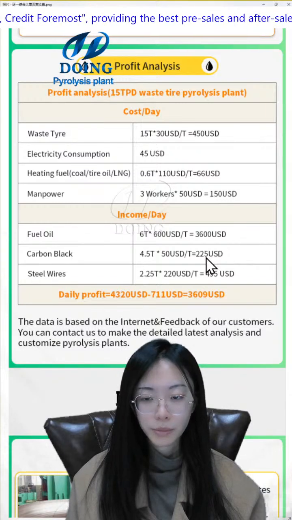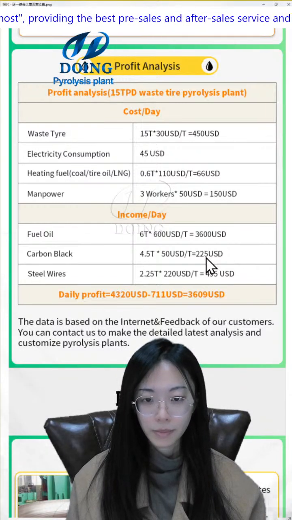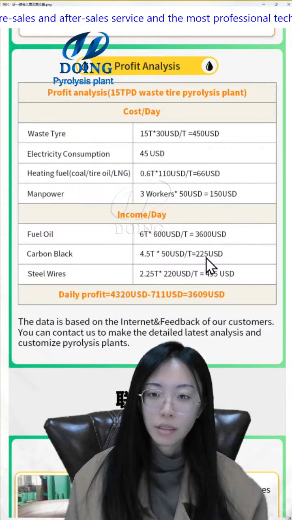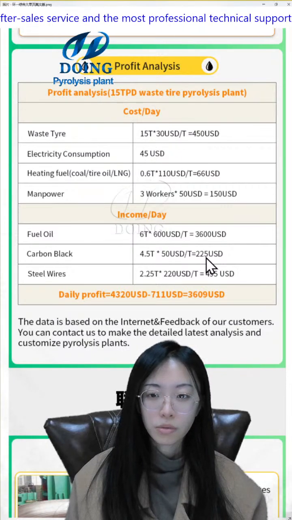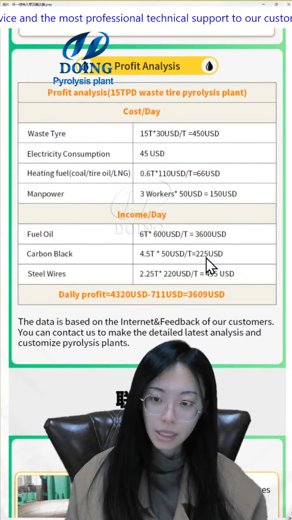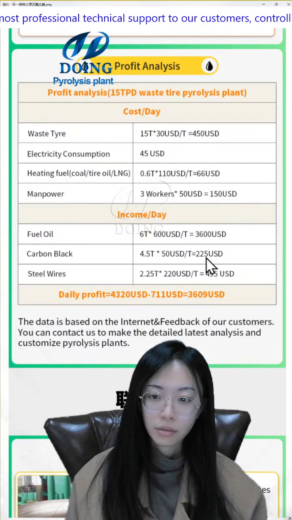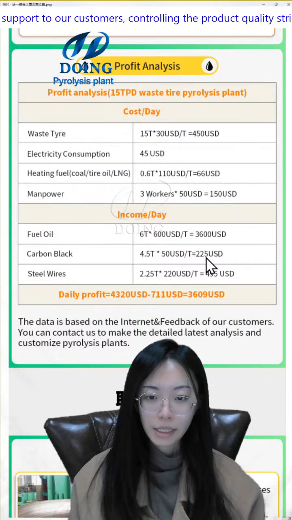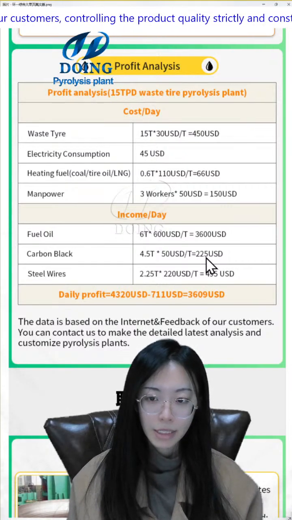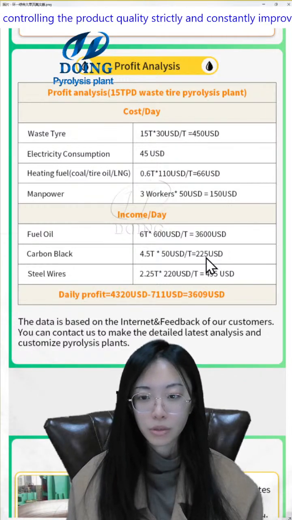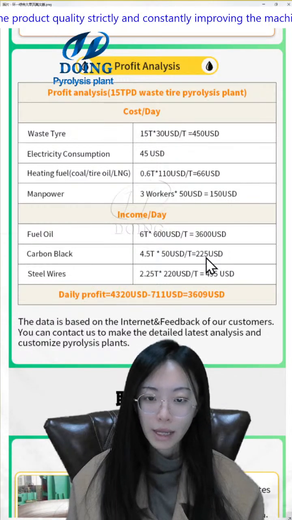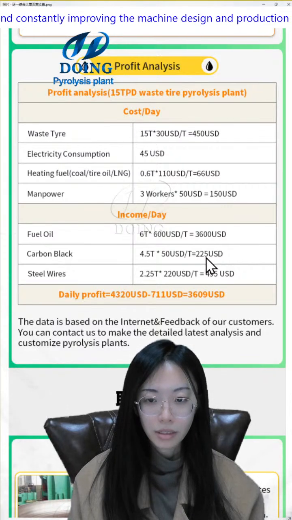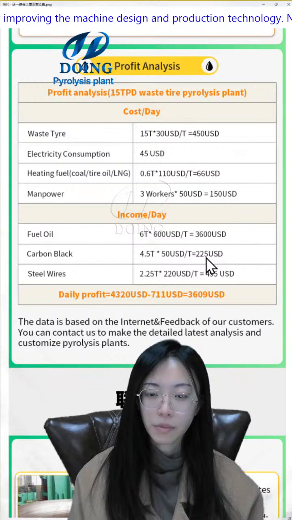We are a group manufacturing waste tire and waste plastic pyrolysis equipment. Our equipment is to convert this kind of waste, like the waste tire or our daily waste plastic, into fuel oil, carbon black, tail gas, syngas, steel wire, and other products. This is what our equipment can do.